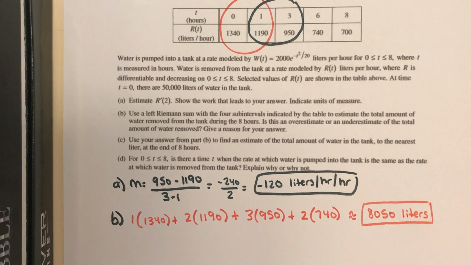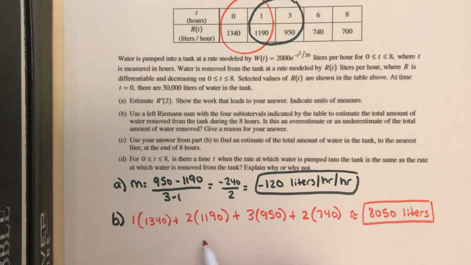Now, the second part of that question is asking if this is an overestimate or an underestimate of the total amount of water removed. So if we look at this function, here we have the rate. So the rate looks like it's decreasing over time. So we have a negative slope, but the rate is also decreasing. So that would mean that our graph would end up being concave down. So anytime we have a concave down graph, our graph should be an overestimate of our actual value.